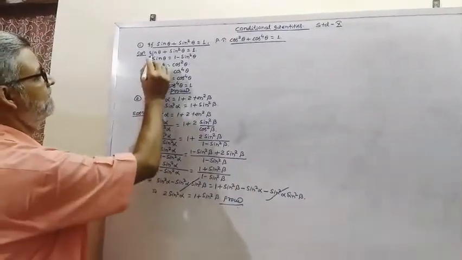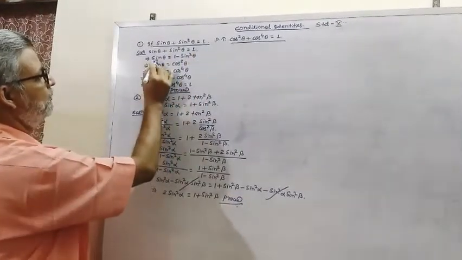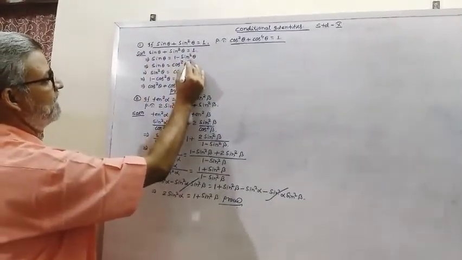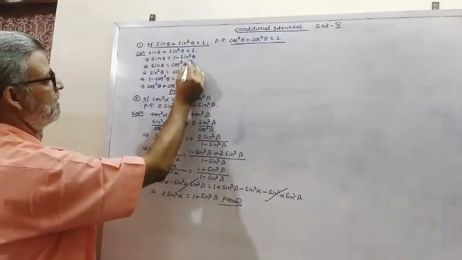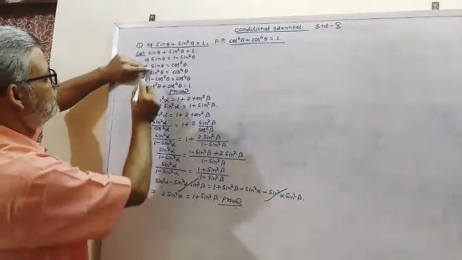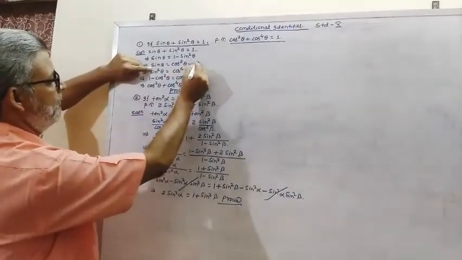So now you see here, sine theta plus sine square theta is equal to 1. So sine theta is equal to 1 minus sine square theta. This sine square theta should go to the right side. So sine theta is equal to 1 minus sine square theta, which is equal to cos square theta.